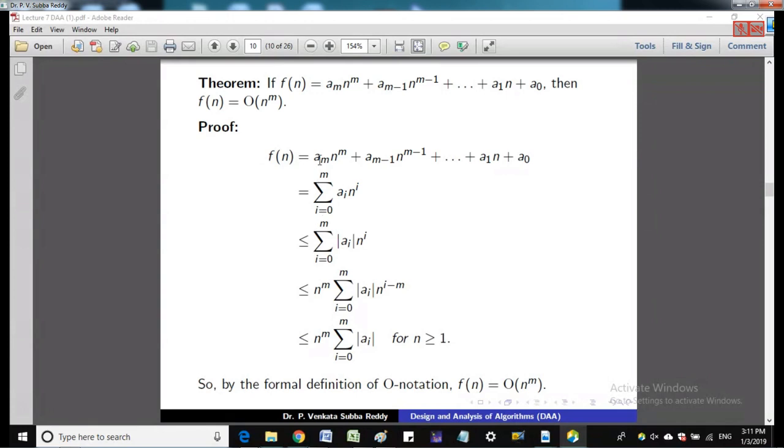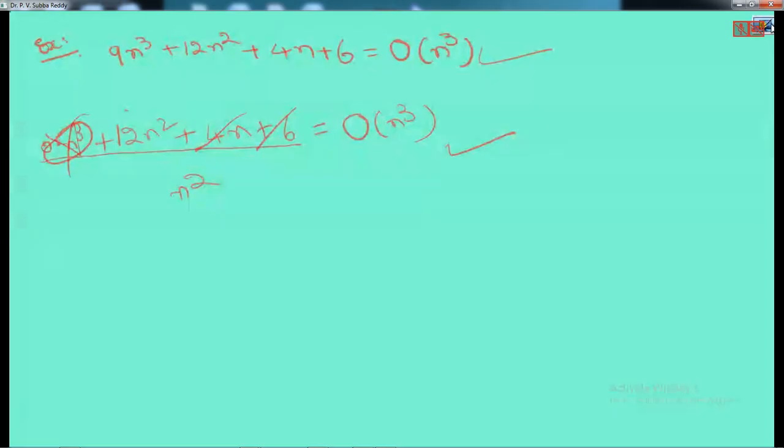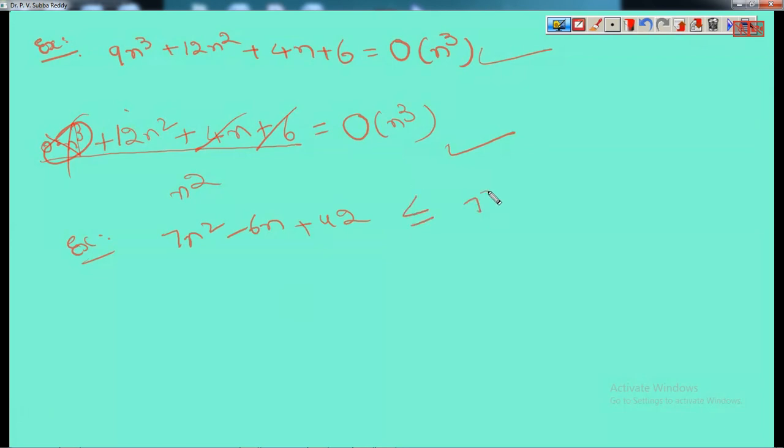Now here, some coefficients can be negative also. For example, this can be 7n^2 - 6n + 42. I can say that this value is less than or equal to 7n^2 + 6n + 42. Is it correct or not? Yes. Why? Negative terms also I am making positive. Then definitely this value will be more than or equal to the original value, provided all values are positive already.